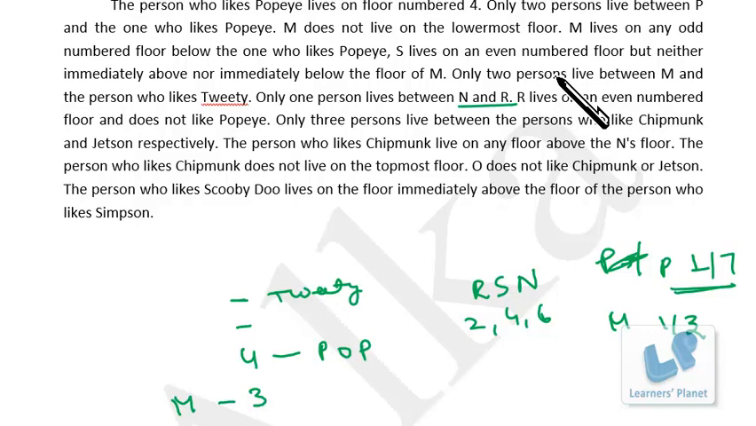But he is not living immediately above or below M. So 2 or 4. He is not living at 2 or 4. That means he is living at 6. So 3, 4, 5 and 6. So that is S. Okay. In that case, R and N, they are occupying 4 and 6. But R does not like Popeye. So it should be N. I'm sorry, between R and N it is 2 and 4 because S is 6th. Okay, so R should be 2.